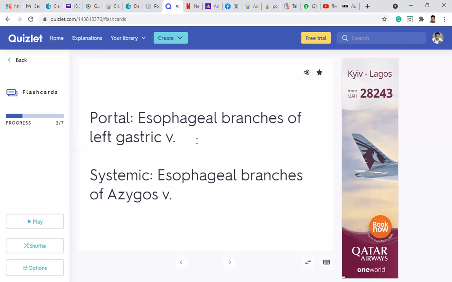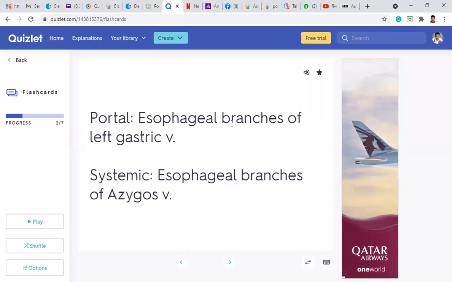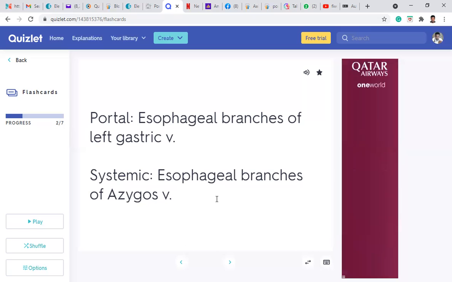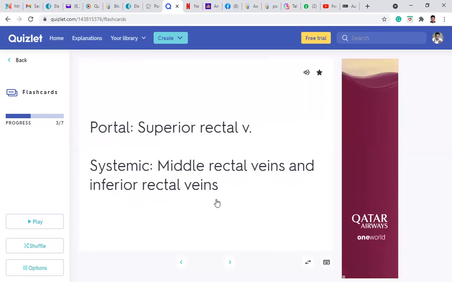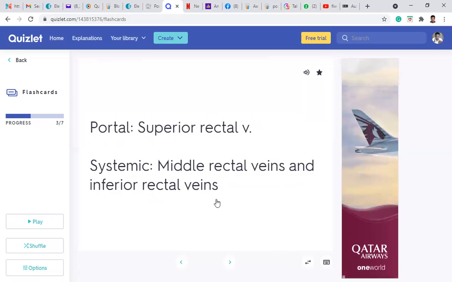Okay, but now this slide is talking about anastomosis between esophageal branches of left gastric vein and esophageal branches of azygos vein around the esophagus or the lower third of the esophagus. So what will happen if there is dilatation? We'll have esophageal varices.